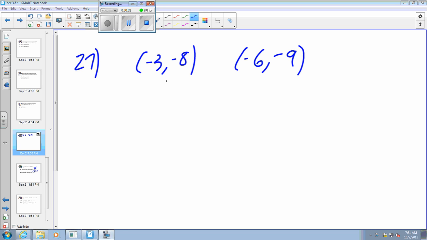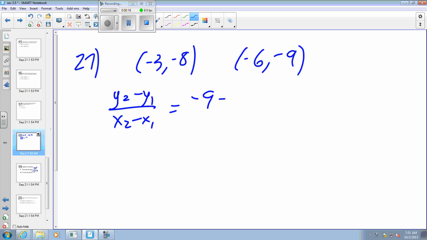We're going to find the equation of the line that goes through these 2 points. The first thing we need to do is find the slope using y2 minus y1 over x2 minus x1. Plugging in, I get negative 9 minus negative 8 over negative 6 minus negative 3. Simplifying, I get negative 1, because 2 negatives makes a positive.